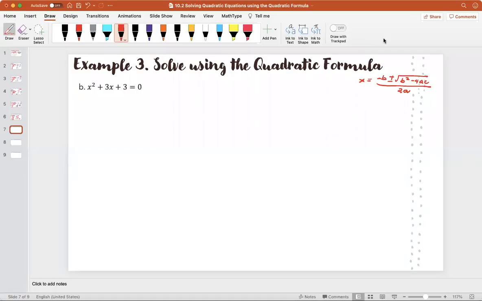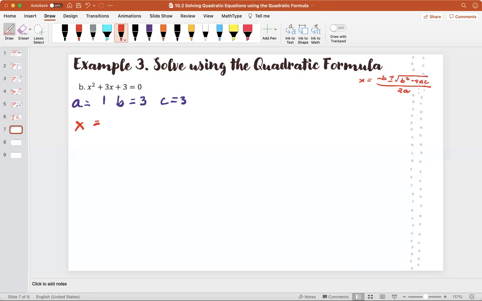Now, let's solve x squared plus 3x plus 3 equals 0. It's in standard form, so we can identify your A, B, C immediately. So what's your A here? 1. Your B? 3. C, 3. Let's solve for x now. Are we solving for x here, or another variable? All right. Let's just make sure of that because a while ago I messed up with one of the examples. So we're solving for x.